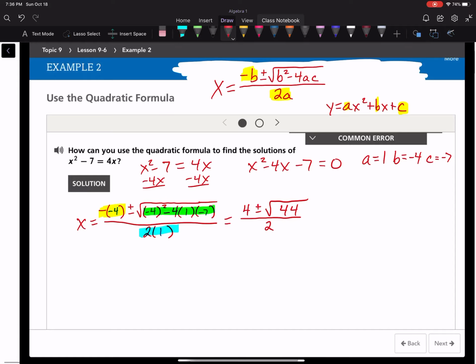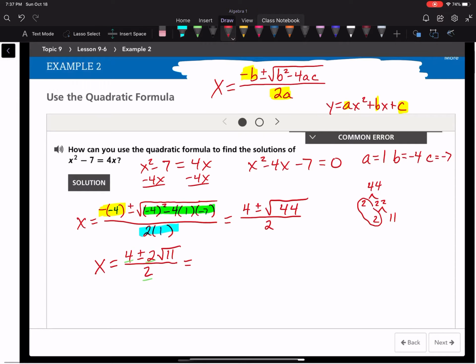However, this radical can be reduced. So if you'll remember, 44, we do our little pyramid. So that would be 2 and 22 and 2 and 11. And as you can see, we can bring out 2 2's. So 4 plus or minus 2 square root of 11 divided by 2. And then since we have this number and this number and this number all divisible by 2, we can divide them all by 2. And that would be my final answer.